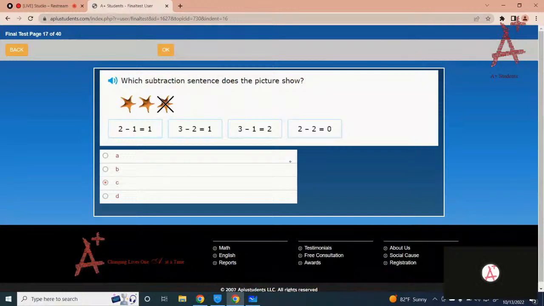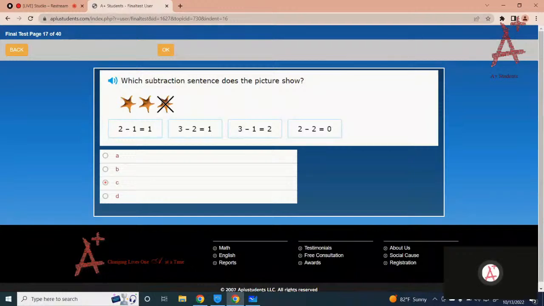Got it? It's option C. 3 take away 1, just 1 is crossed. Yes, B. 3 take away 1. So option number C is the correct one and you are left with 2. 2 are not crossed. Got it, Ola?